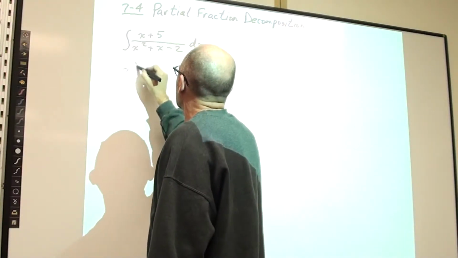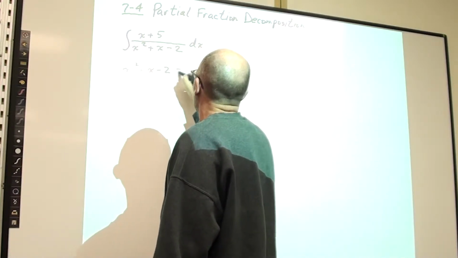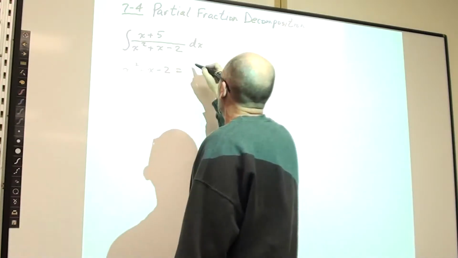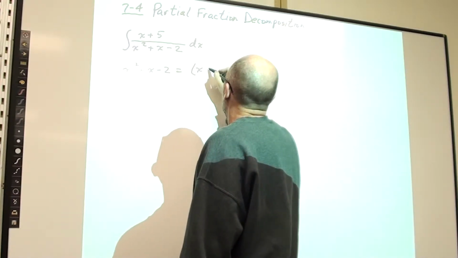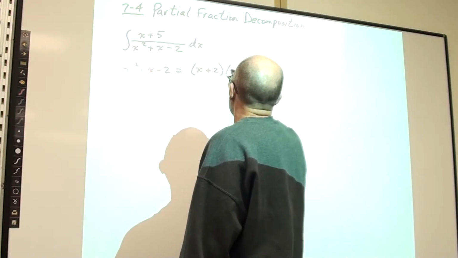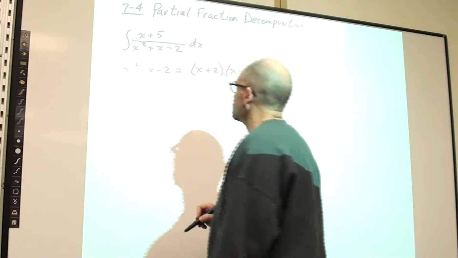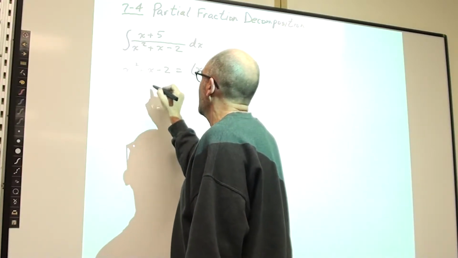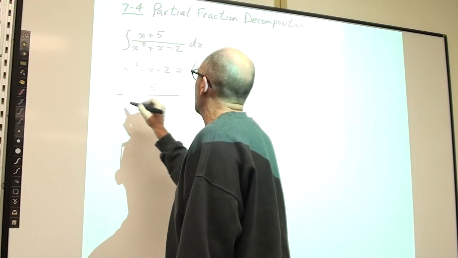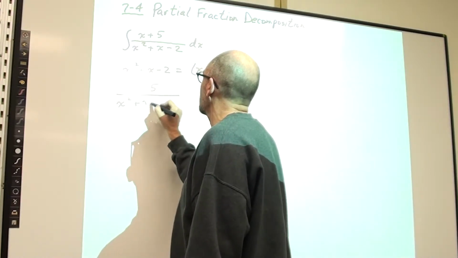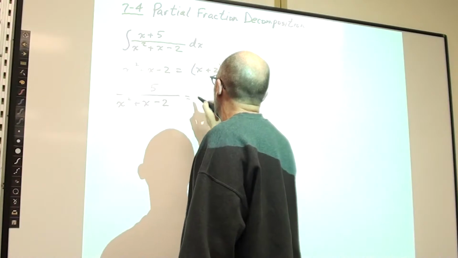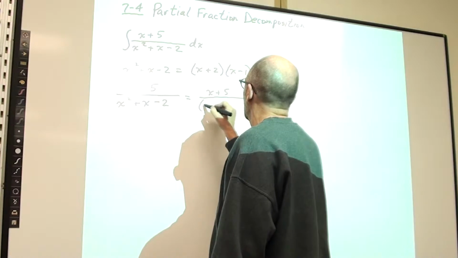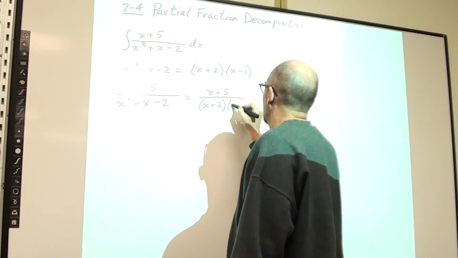So x squared plus x minus 2, we're going to factor that. So what multiplies to get negative 2 that adds to get a 1, and that will be an x plus 2 times an x minus 1. Okay, so now what we do is we say x plus 5 over x squared plus x minus 2 equals x plus 5 over x plus 2, x minus 1.